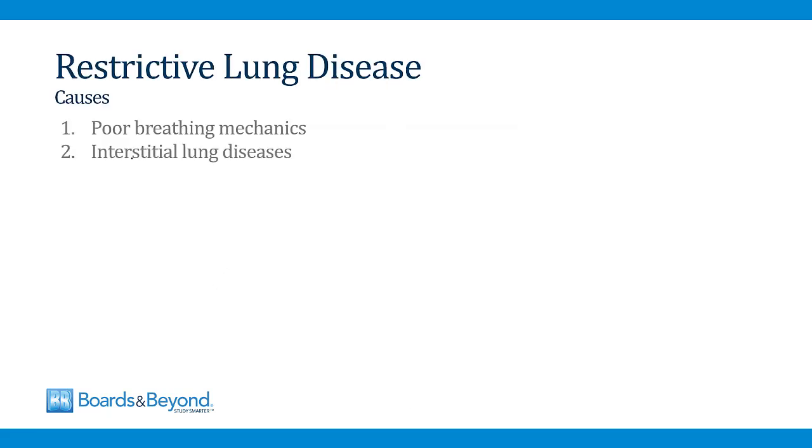In another video, I talk in detail about the causes of restrictive lung disease, but just briefly here I'll mention that there are two reasons you can have a restriction of air filling the lungs. The first reason is if your lungs are healthy but you have poor breathing mechanics, meaning there's something wrong with the chest wall or the respiratory muscles. The second reason you can have restriction is because you have interstitial lung disease. This means there's a disease process of the lungs that is restricting them and keeping them from filling normally.